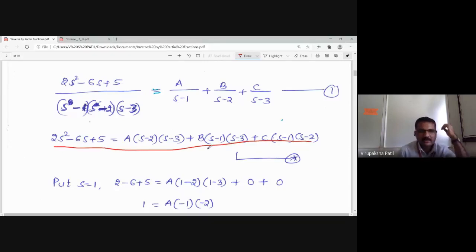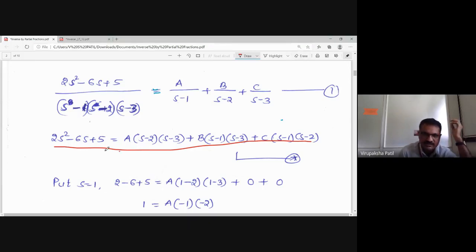First we will try to get the value of A. To get the value of A, what is the simplest technique we can do? One technique is you multiply all these things and compare the corresponding coefficients. That is, if s square is present, compare the s square coefficient, compare the s coefficient, and compare the constant term, and by solving those equations you will get the A, B, C values. But that method here becomes a little bit lengthy, so we'll go for the easiest one.